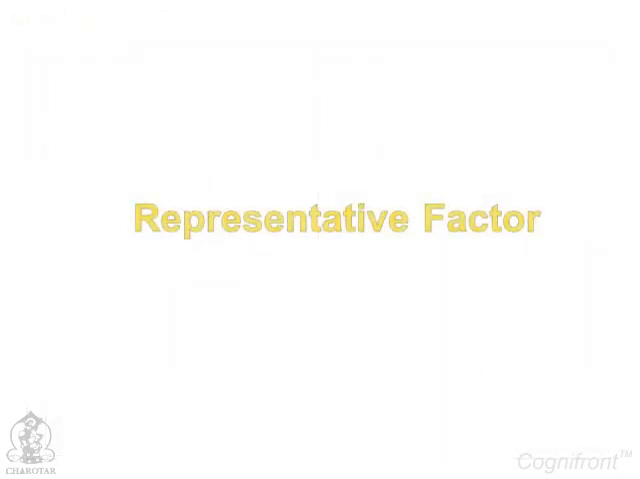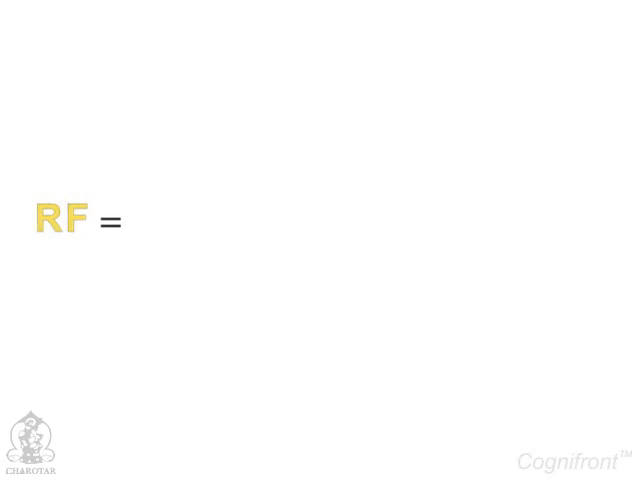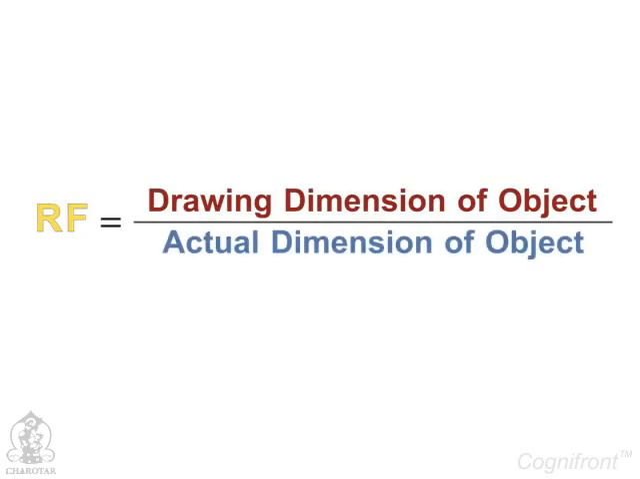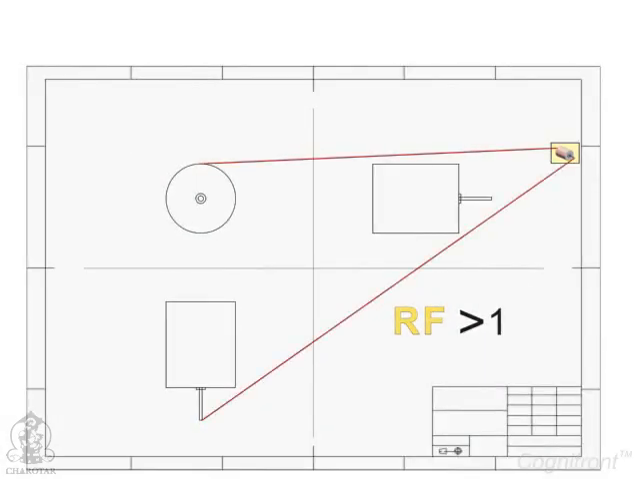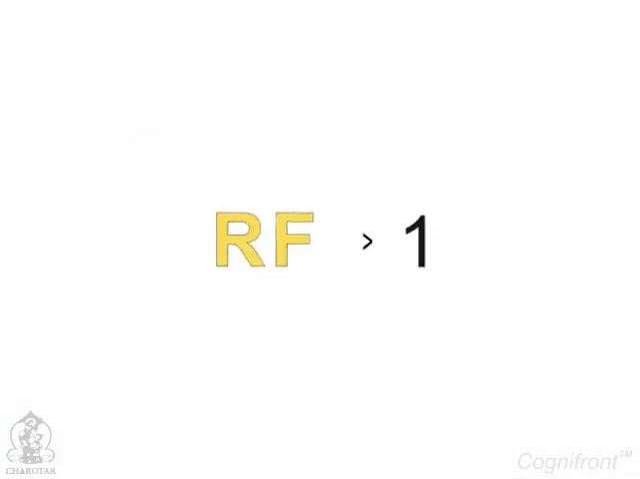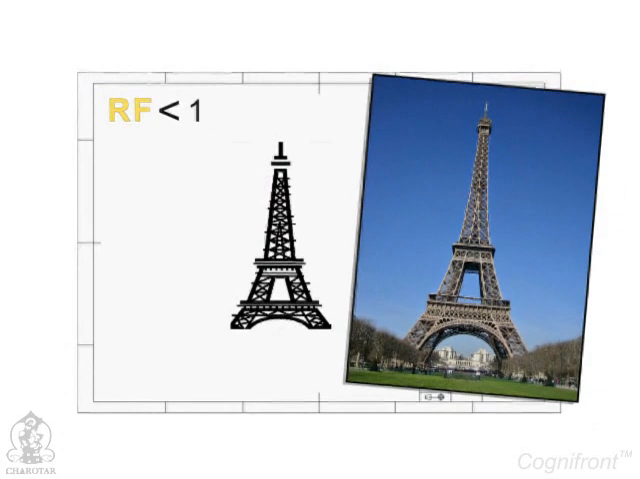The representative factor RF is the ratio of drawing dimension to the actual dimension of the object. If RF is greater than 1, then the drawing is enlarged, and if it is less than 1, then the drawing is a reduced view of the same object.